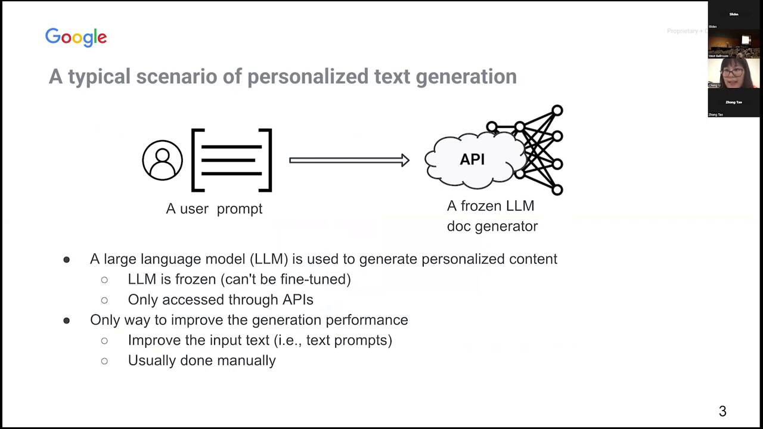In a typical scenario of personalized text generation, a large language model, or an LLM, is used to generate personalized content. The LLM is frozen so that it cannot be fine-tuned and can only be accessed through APIs. The only way to improve the generation performance is to improve the input text or the text prompts. This is usually done manually.